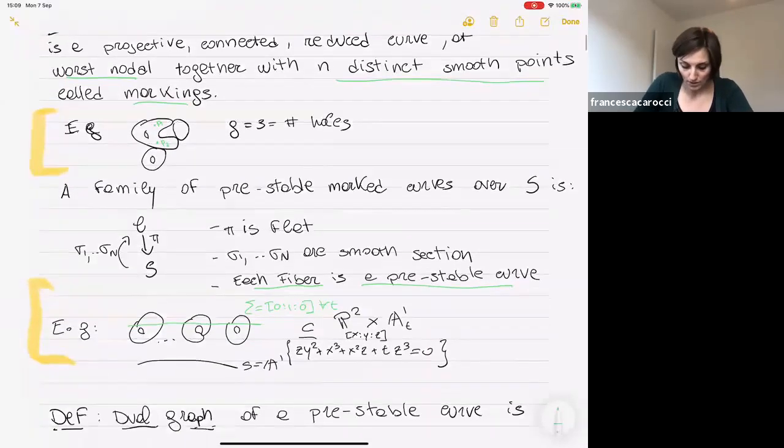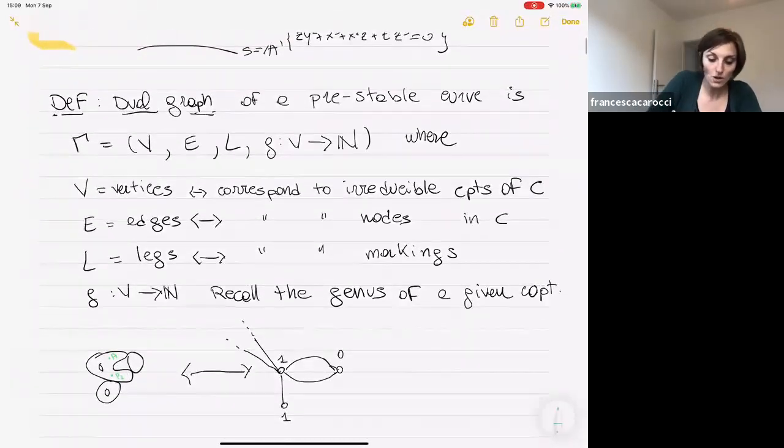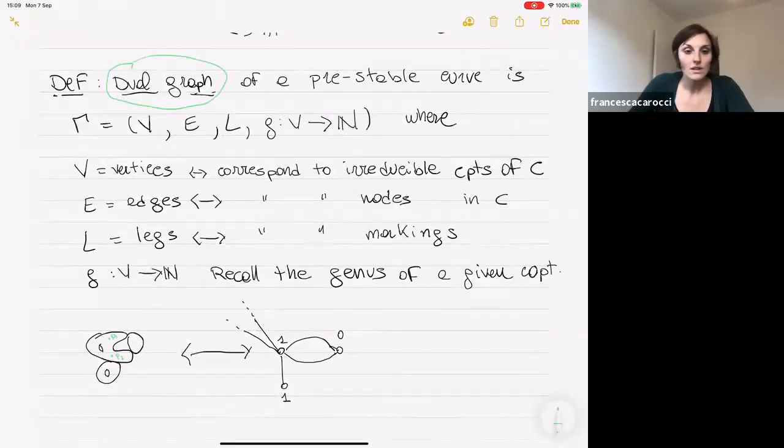And let me also remind that given a pre-stable curve, we can associate with it a combinatorial object, namely its dual graph, which consists of two sets, one of vertices, one of edges, and actually three sets: vertices, edges, and legs, together with a function from the set of vertices to the natural numbers, where the vertices are in one-to-one correspondence with the irreducible components of our nodal curve, the edges are in one-to-one correspondence with the nodes in our curve, and finally the legs are in one-to-one correspondence with the markings.